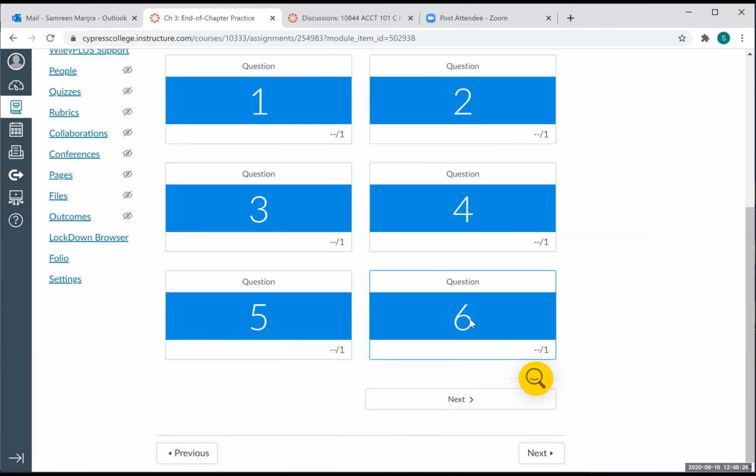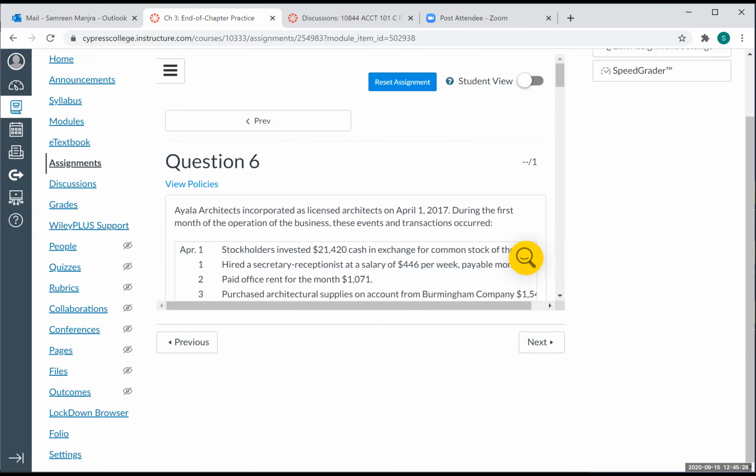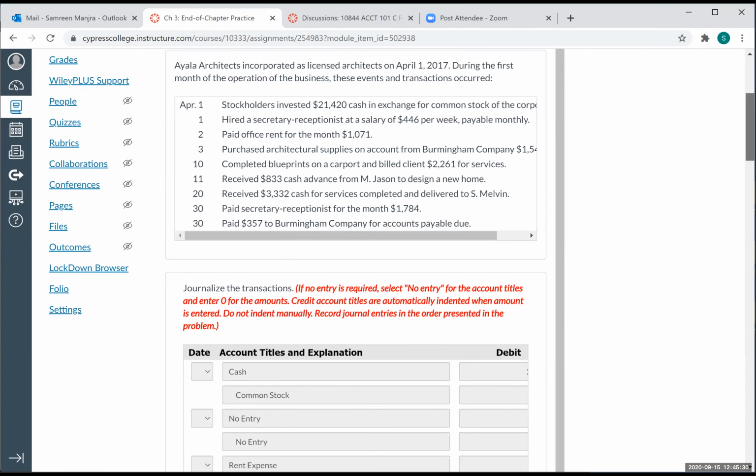And right now we will go ahead and go through the end of chapter practice questions. And specifically, we will do question 6 because it's a very comprehensive question. I will start off by giving you an overview of what you will be doing in this question and all the different parts that we want to focus on.